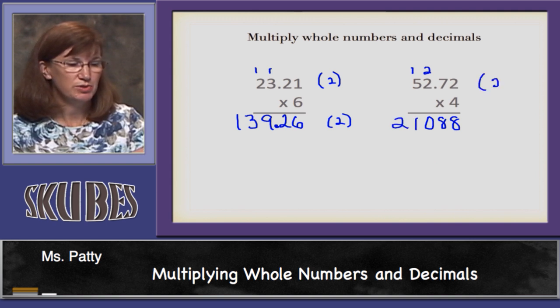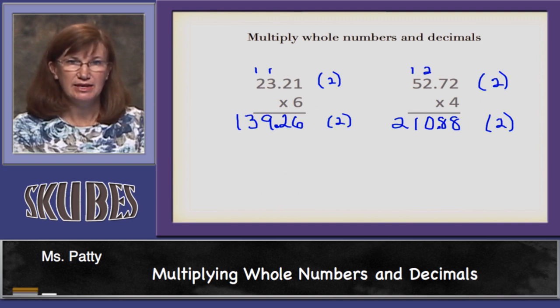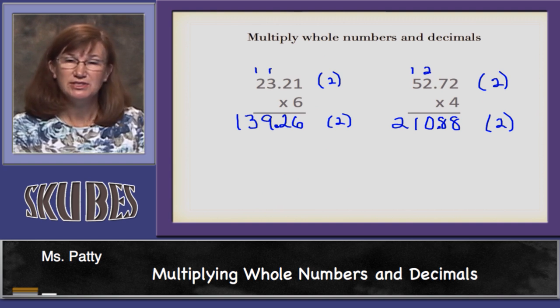We had 2 places behind our decimal. We'll need 2 places behind our decimal. Place your decimal. Your answer is 210 and 88 hundredths. That completes this lesson.